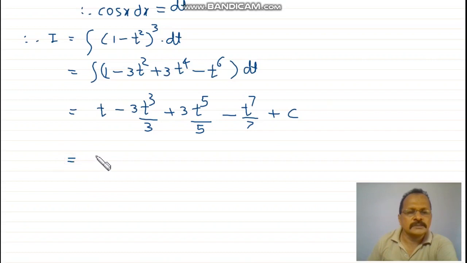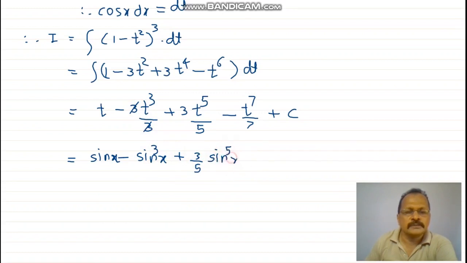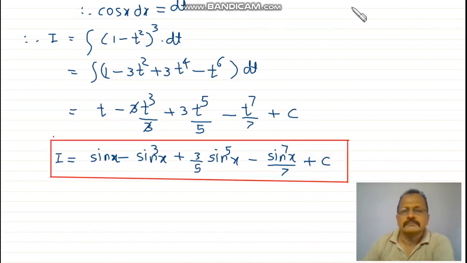So the answer is sin x minus sin cube x, this 3 will get cancelled, plus 3 by 5 sin raised to 5 x minus sin raised to 7 x upon 7 plus c. This is the final answer. Let us solve one more problem.